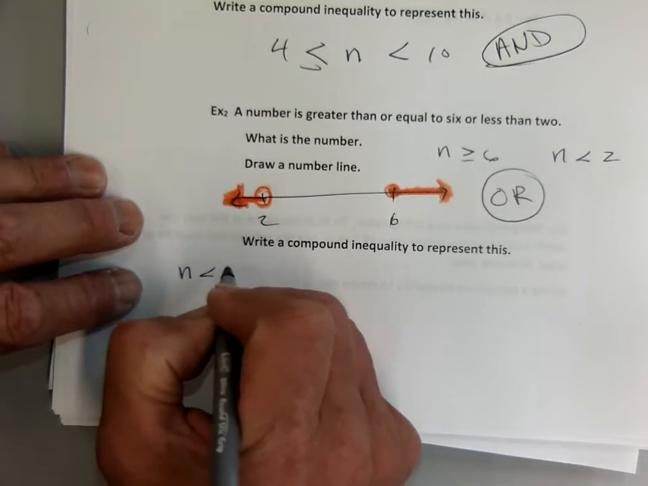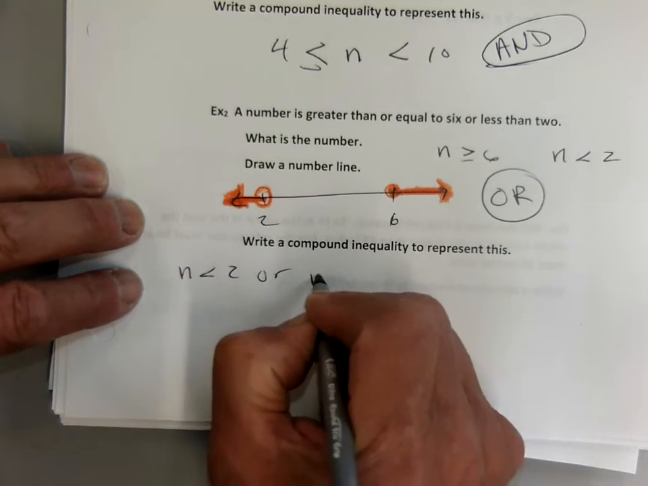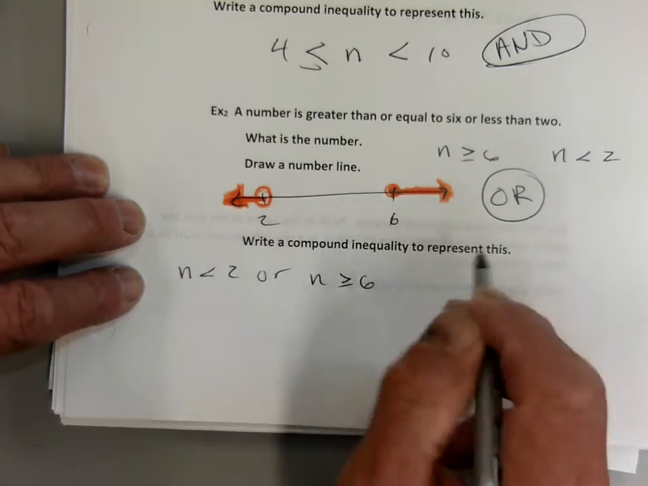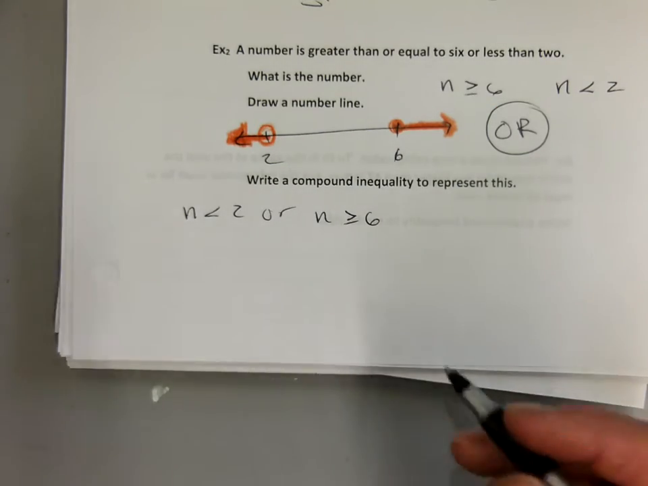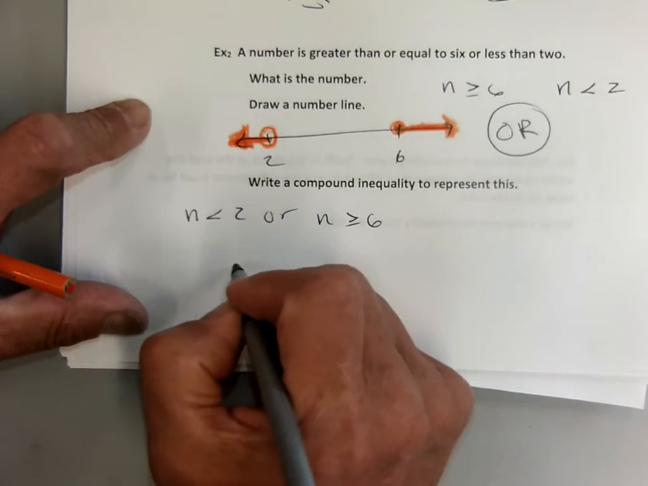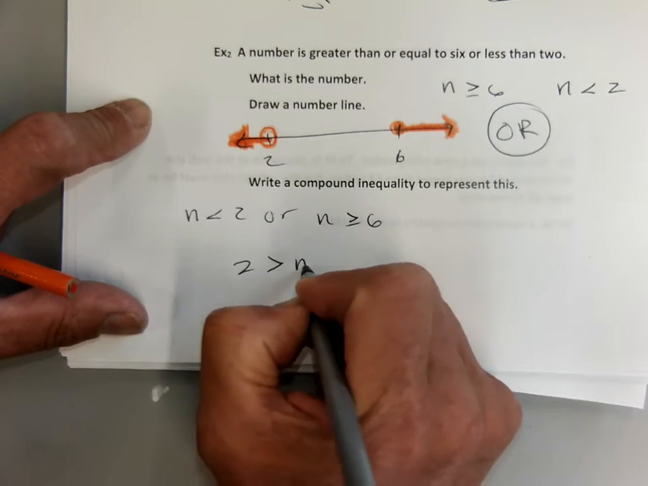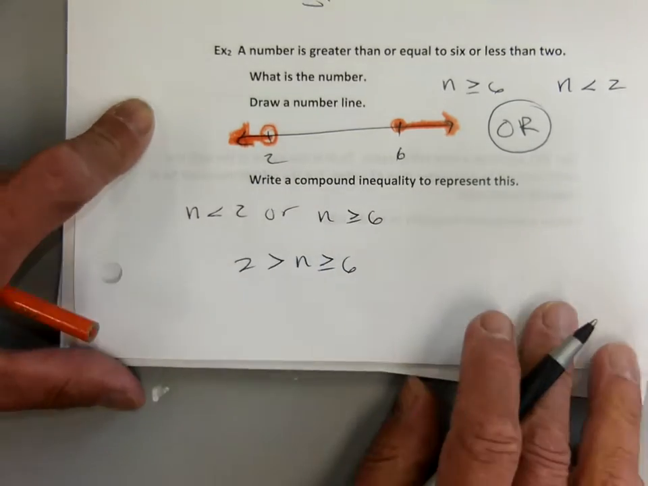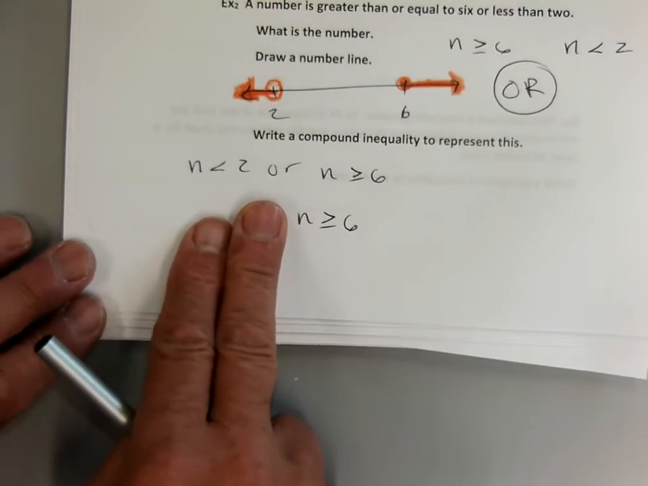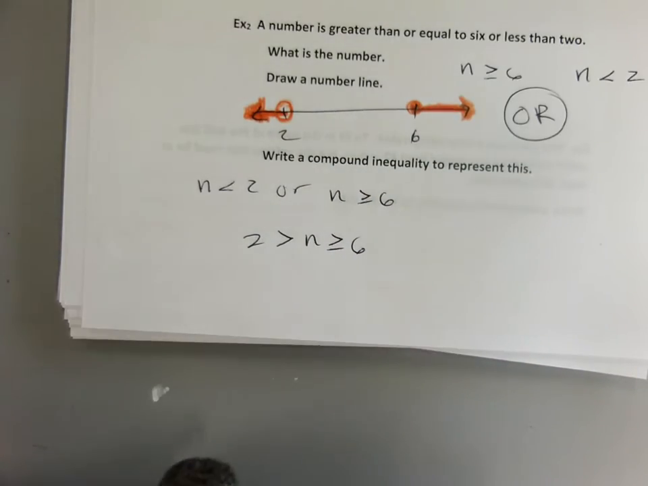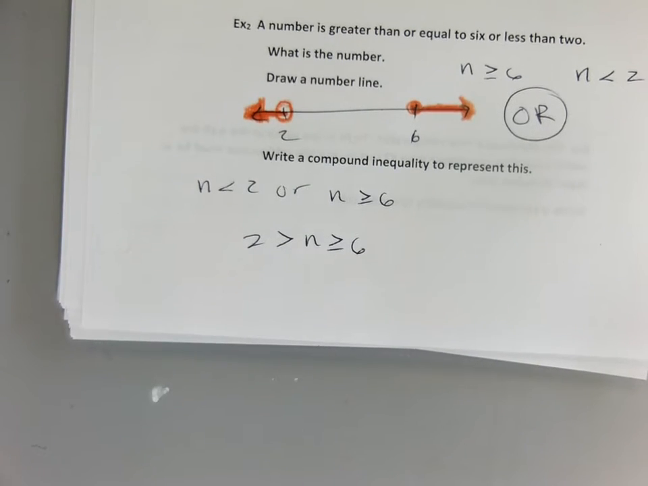Compound inequality. Mars, I'm totally okay with this. N is less than 2 or N is greater than or equal to 6. Okay, if you like to write the or, go ahead. It's completely correct. I like to write it like this because it says the same thing. Okay, N is less than 2 or N is greater than or equal to 6. How am I doing? Okay, thumbs up.